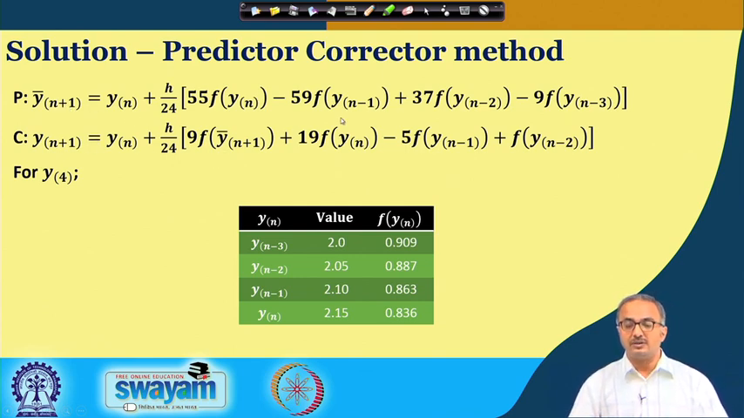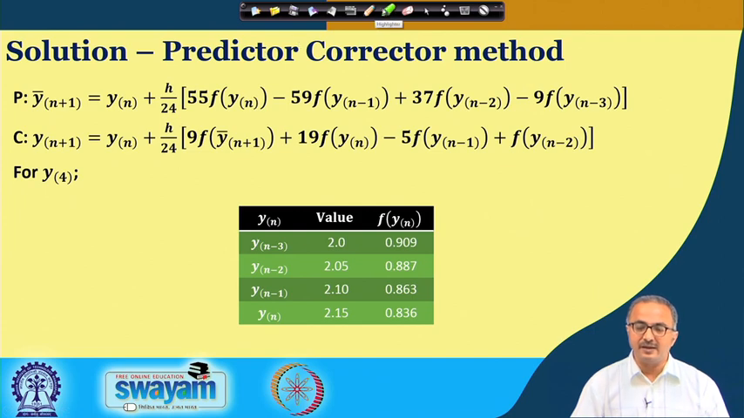Now, once you are given some values of the previous steps, you can easily find this particular value of y over bar. Once you get this value of y over bar, you can come to the corrector method, and then you can update the value of y n plus 1. But one thing you must understand is that there is no need to stop at one application of the corrector equation. You can apply the corrector equation many times to get updates of the y value until you get convergence.